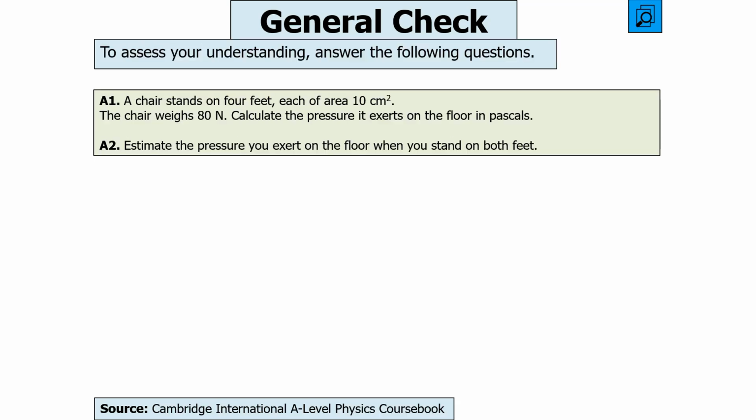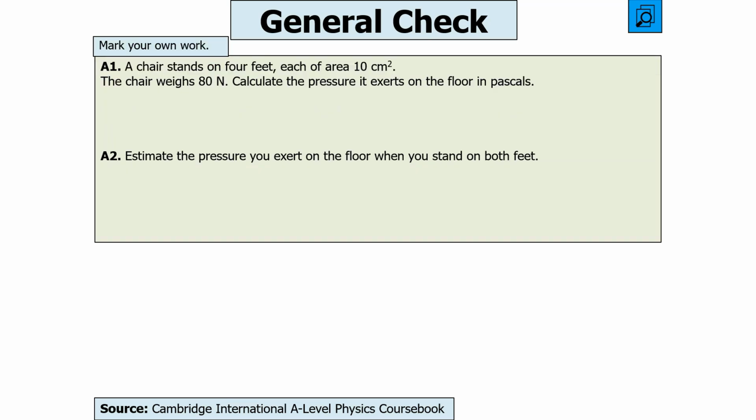The next question says, a chair stands on 4 feet, each of area 10 centimeters squared. The chair weighs 80 newtons. Calculate the pressure it exerts on the floor in pascals. Then estimate the pressure you exert on the floor when you stand on both feet. So pause the video now, then unpause the video when you want to go through your answer.